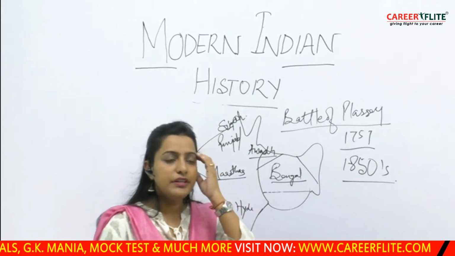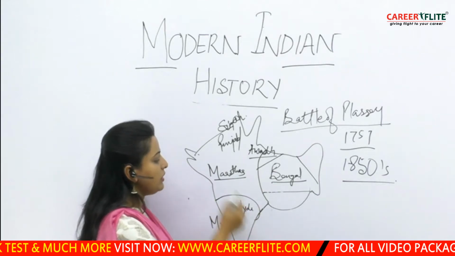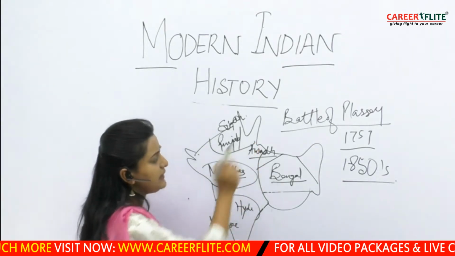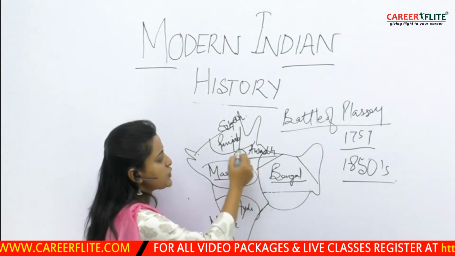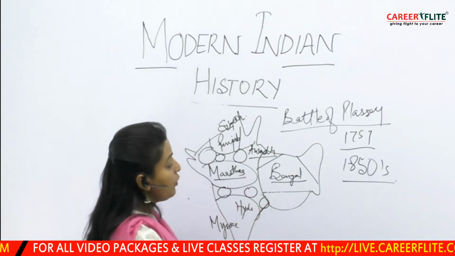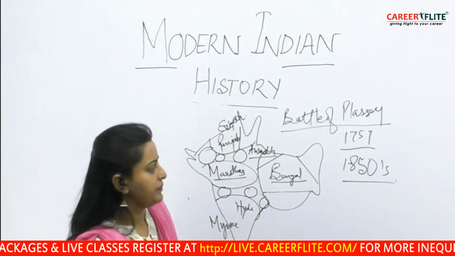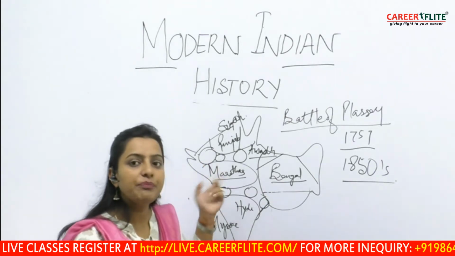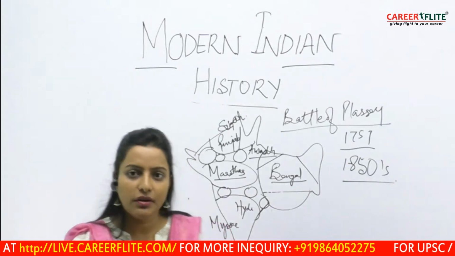But however, near about 1850s, the Britishers noticed that even after capturing all these big kingdoms, there were still certain smaller kingdoms which were left, which were not under their control yet. So they thought of capturing the smaller kingdoms with a different strategy altogether.